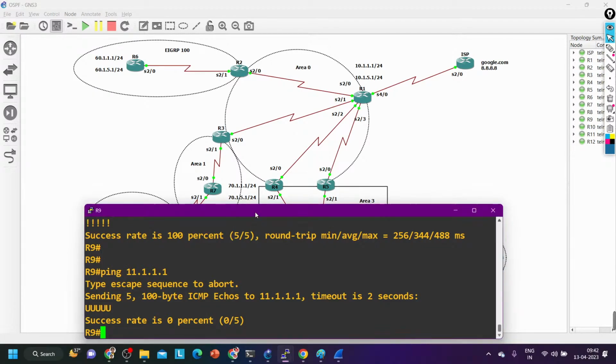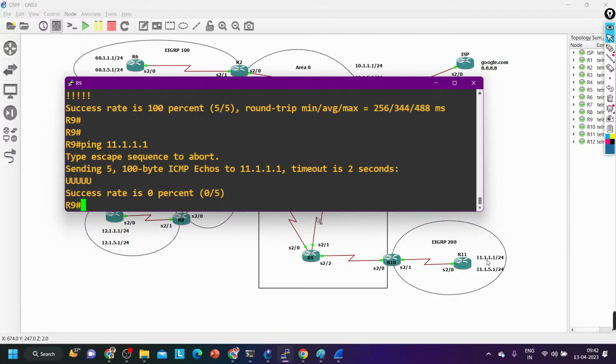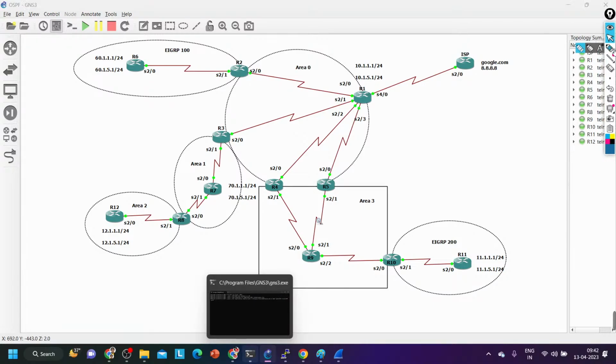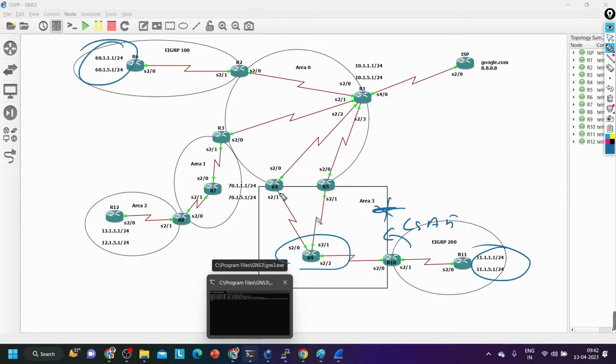Yes, sir. See, from router number 9 I am not able to ping the 11.1.1.1 prefix because router number 10 is generating what? LSA 5. Yes or no? But LSA 5 is not allowed in this area. So how will this router get these prefixes? No, the router will not receive these prefixes. Actually the router is not receiving these prefixes as well, but the ABR router is generating what? Default route. So that's why I am able to ping 60.1.1.1, because the ABR router has information about this network and router number 9 has one default route towards the ABR. Yes or no?